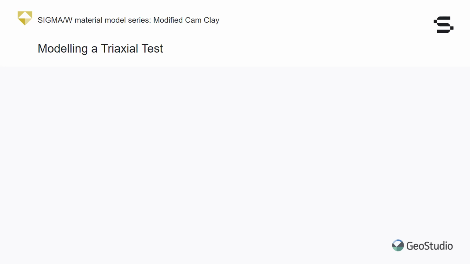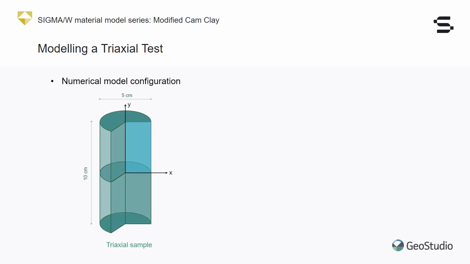Now that we've reviewed the step-by-step calibration procedure for the modified Cam-clay material model, I will describe how to model a triaxial test in SigmaW and compare the numerical results with the previously mentioned laboratory data. The numerical model configuration is based on the geometry and boundary conditions of the triaxial test conducted in the laboratory. A typical triaxial test sample has a cylindrical shape with a diameter of 5 centimeters and a height of 10 centimeters. Due to the axisymmetric shape of this geometry with respect to the central vertical axis, we can use the 2D axisymmetric geometry type in SigmaW.